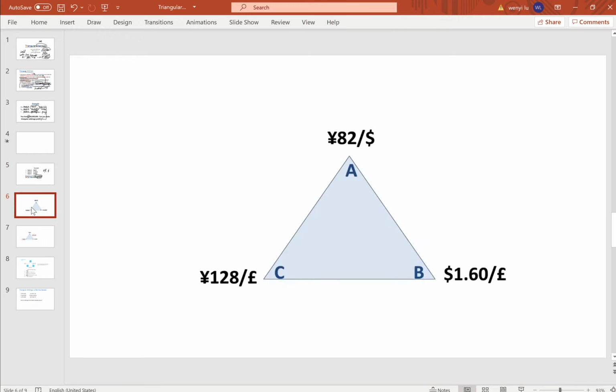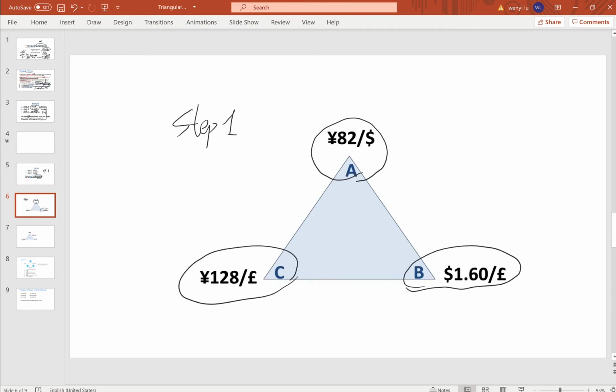So step one is still the same. We must visualize our triangle. This triangle involves the three currencies and the three quotes. So we still use the same triangle as in the video. A is the yen and dollars, B is the dollar to pound, and C is the indirect quote between the yen and pound. So basically this is a cross rate.